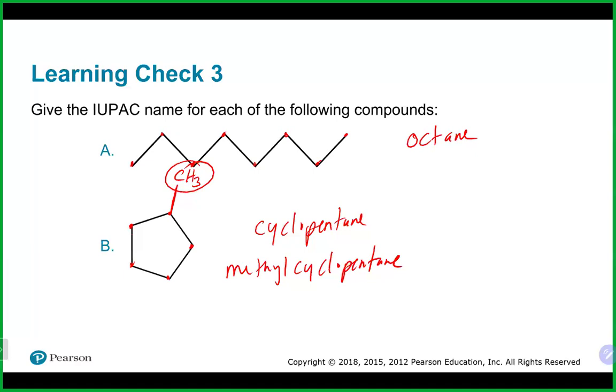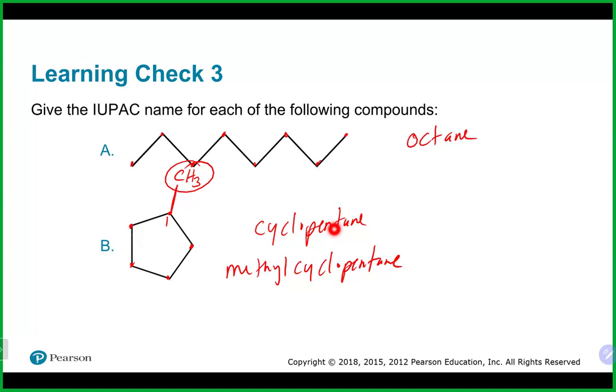In this particular case, you do not need to give a number because there's only 1 group attached, and wherever that group is at this point is considered carbon number 1 because it would have the smallest numbering. So since there's only 1 group on there, you would only give it 1 thing.